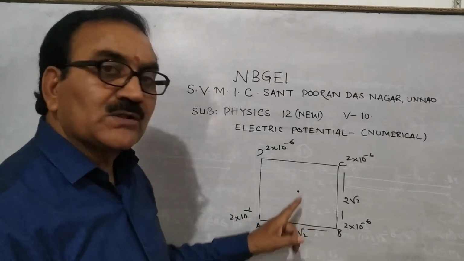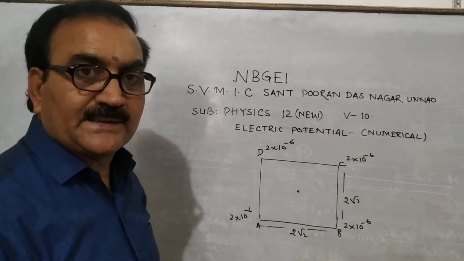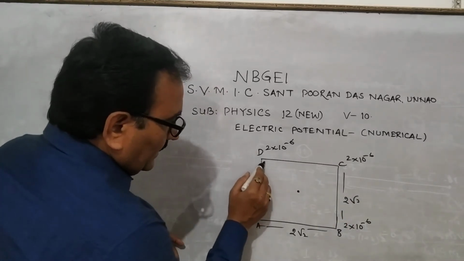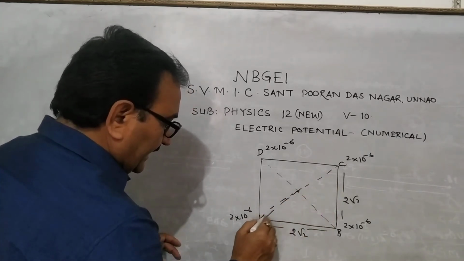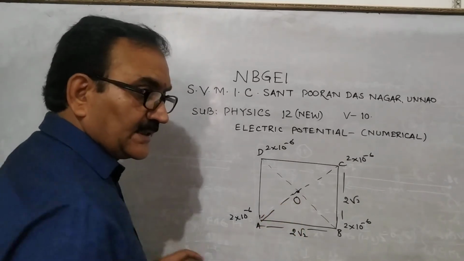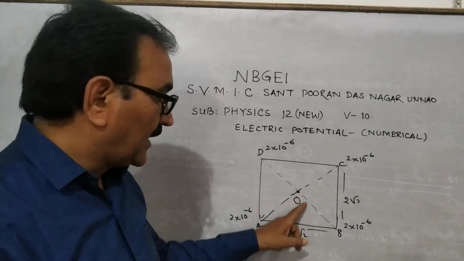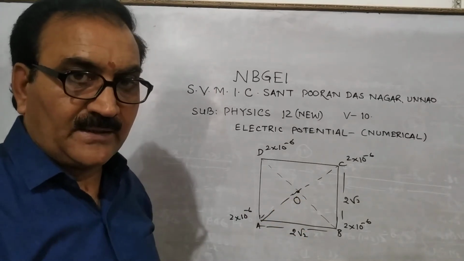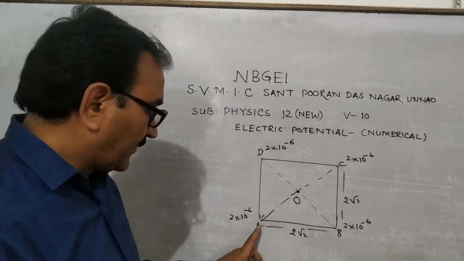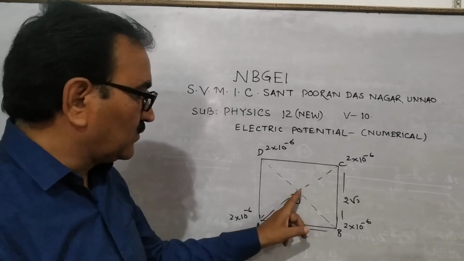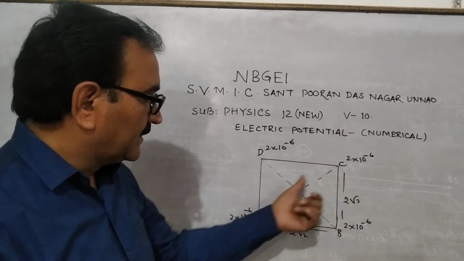The center of square will be the intersection of diagonals. These are the diagonals of the square, and the point where they intersect is the center of this square. आपको इस पॉइंट पे क्या करना है, पोटेंशियल फाइंड आउट करना है. So here you have to know the distance from A to O, B to O, C to O and D to O. Keep remember all the distances are equal.